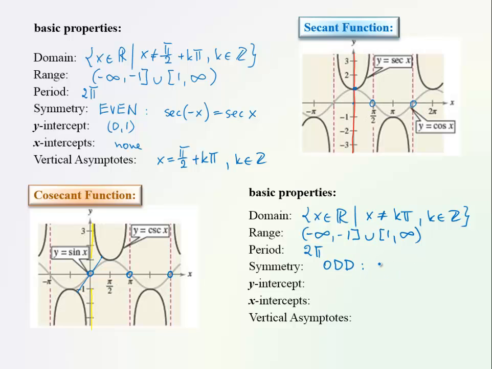And that tells us that cosecant of negative x equals negative cosecant of x. Y-intercept: there isn't any, so none. X-intercepts: also none. Vertical asymptotes are the lines that come through the points that were out of the domain. So the equations of such asymptotes are x equals k times pi, where k is an integer.